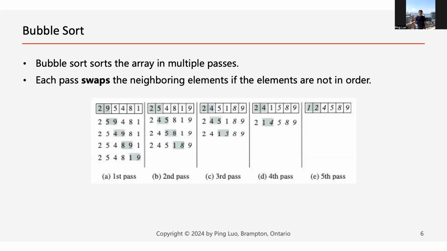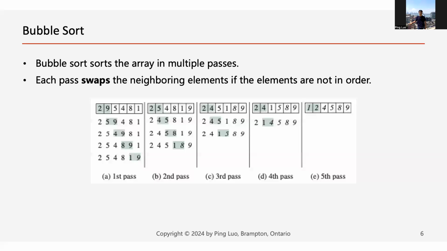For example, we check from the first two all the way to 1. This time, because 2 is smaller than 9, we don't do anything because it's already in order. But 5 is smaller than 9, so we just exchange these two neighboring numbers. Now 5 is before 9. After the swap, we don't care about it. We just move to the next one.